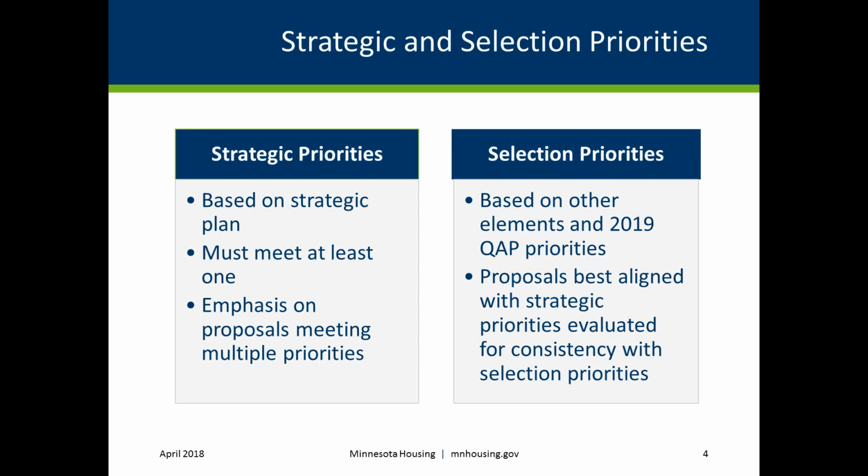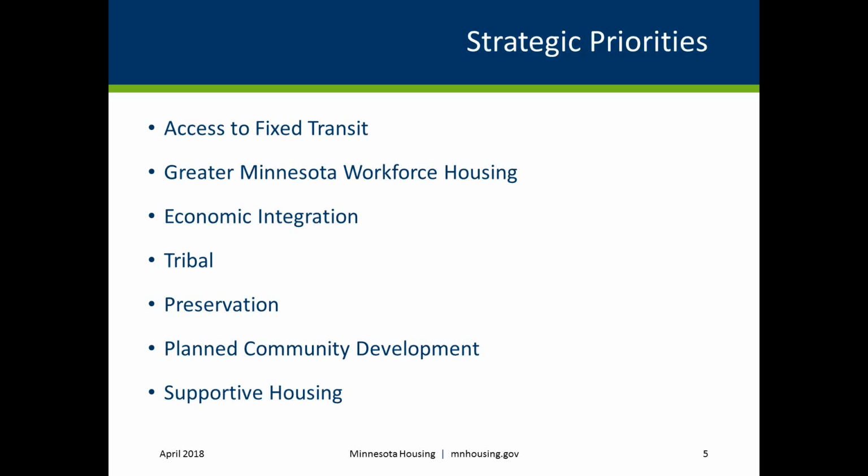I will provide an overview of each of the strategic priorities, which will be followed by a brief summary of the selection priorities. The 7 strategic priorities are access to fixed transit, Greater Minnesota workforce housing, economic integration, tribal, preservation, planned community development, and supportive housing.